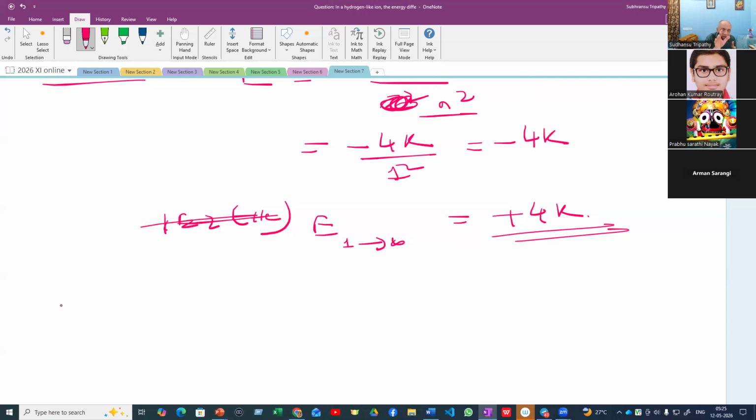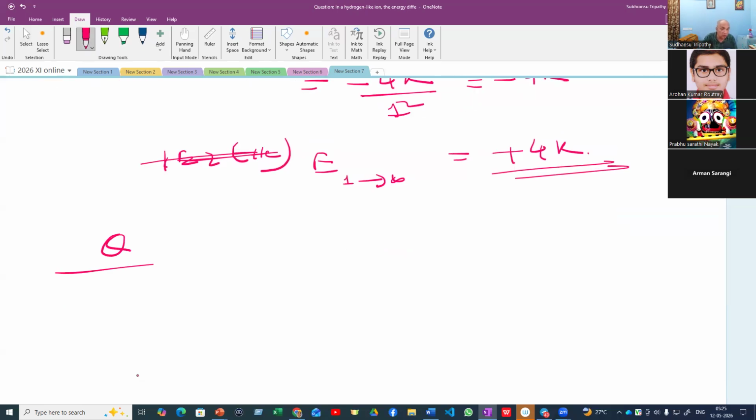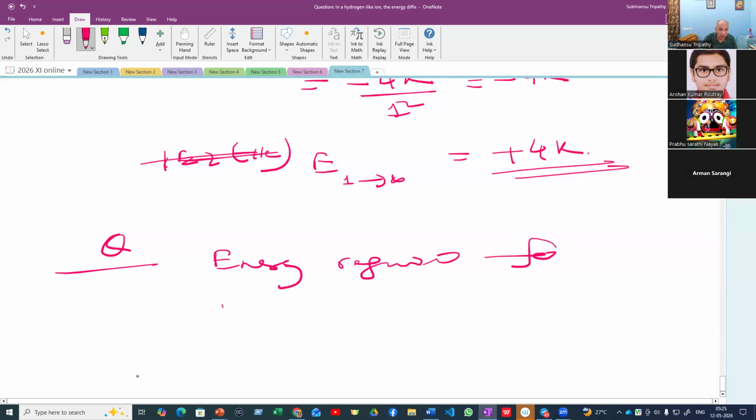First ionization energy, Bohr's theory cannot give. You have to adopt another technique to know what is the energy required for the first ionization energy. The moment it becomes a one electron species, Bohr's theory is applicable and you can find out. So, tell me another question. What is the energy required for converting Li double plus to Li triple plus?